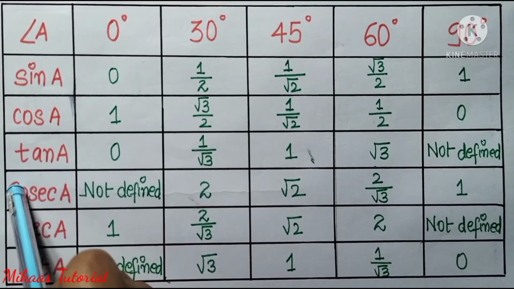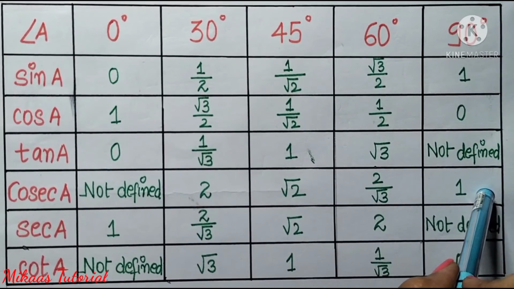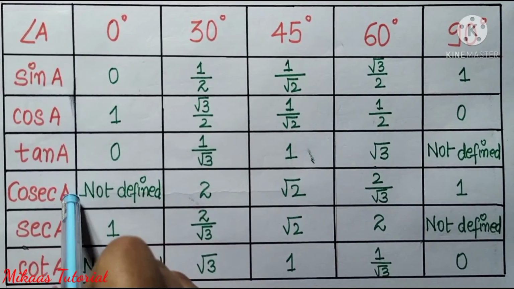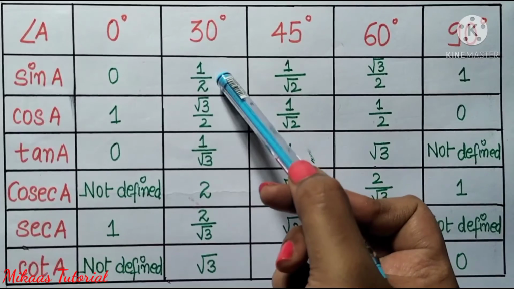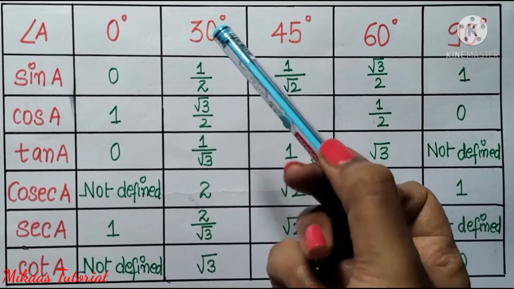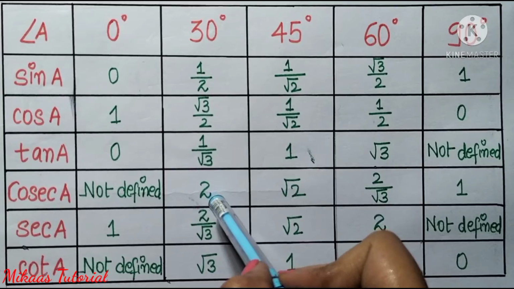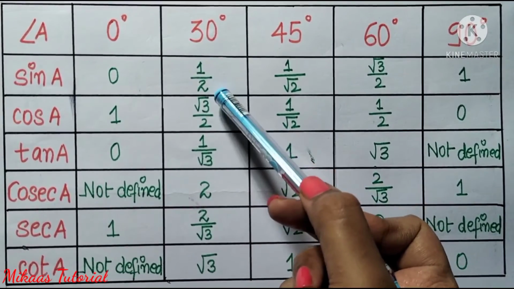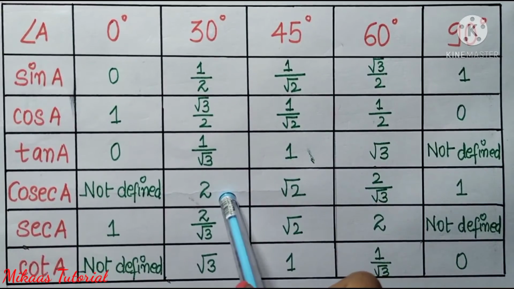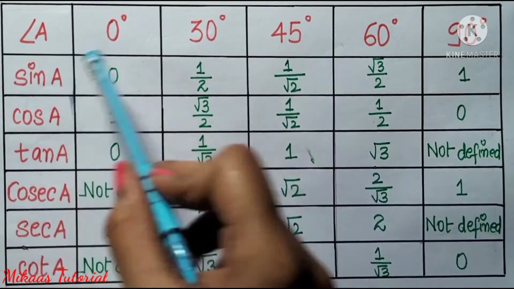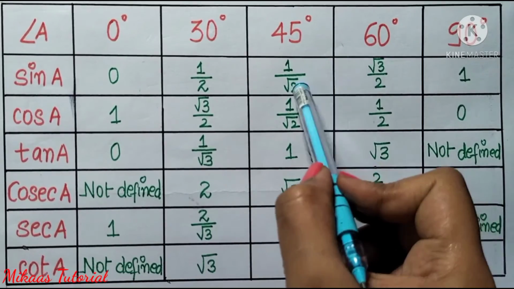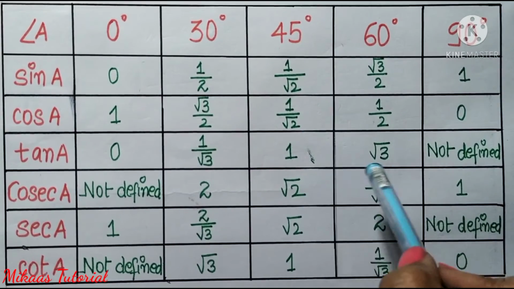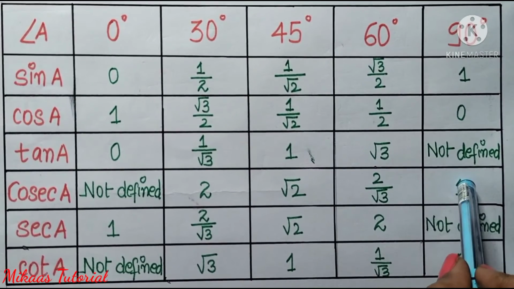You can also calculate the cosec value. How? I told you previously that sine is inversely proportional to cosec. So what is the value of sine 30? Its inverse is the value of cosec. See, 1 by 2. What is the inverse of 1 by 2? 2 by 1, that is 2. In the same way for 45 degree, sine 45 is 1 by root 2. The inverse of 1 by root 2 is root 2 by 1, that is root 2. You can also calculate like this for 60 degree and 90 degree.